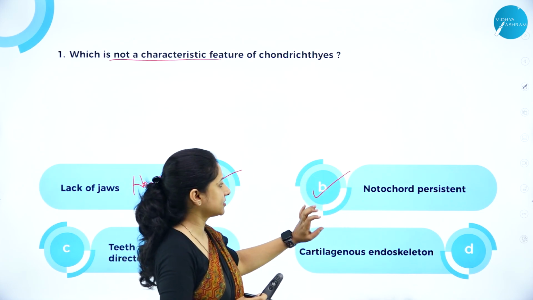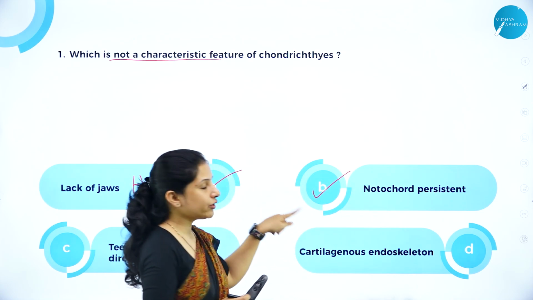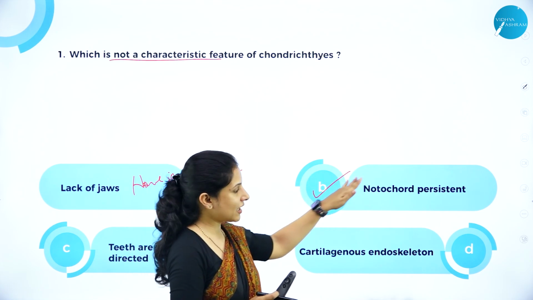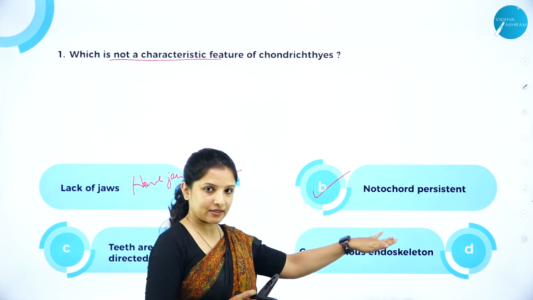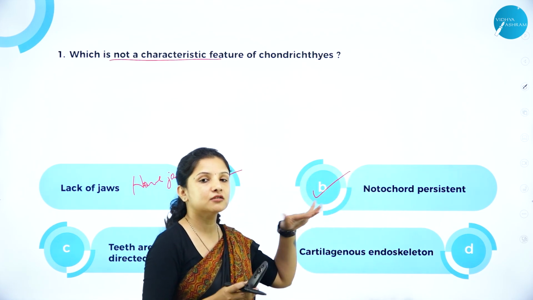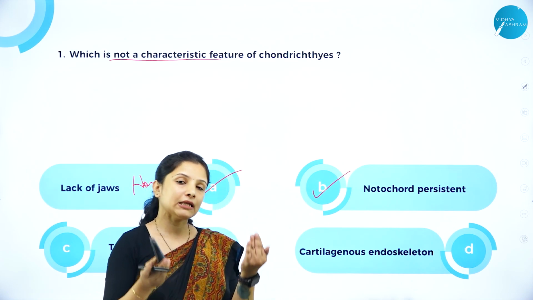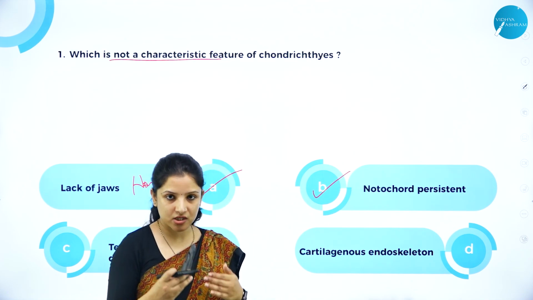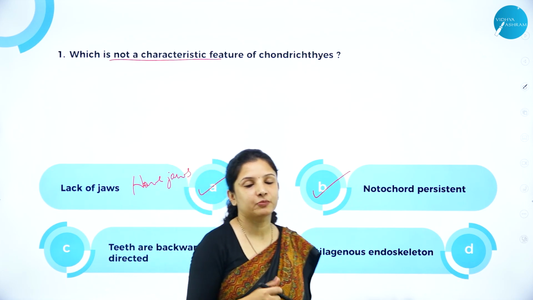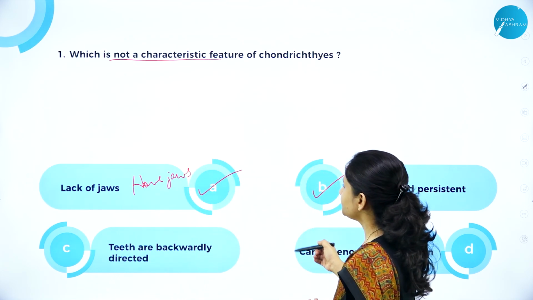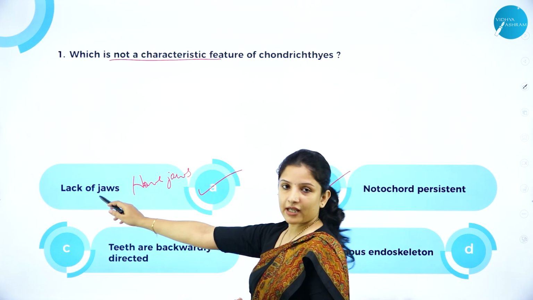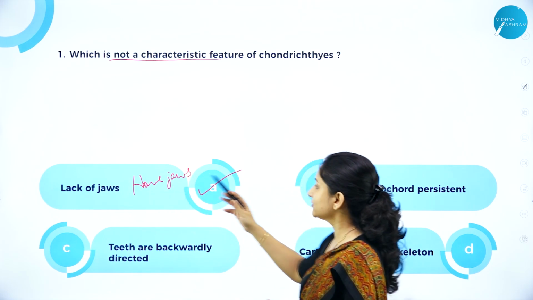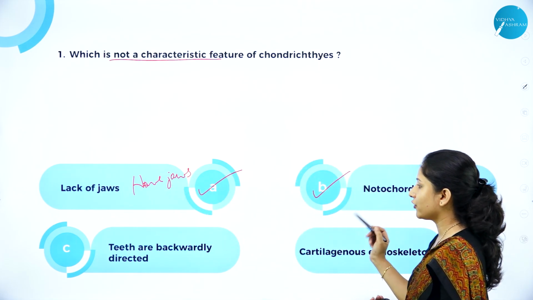There has been some mistake that has happened. So both A and B are the right answer here because they have notochord, but it is not persistent. Only in the younger ones, in the embryonic stage, they have the notochord. Later, it gets replaced by the vertebral column. So this is also not a characteristic of chondrichthyes, and this is also not a characteristic of chondrichthyes.